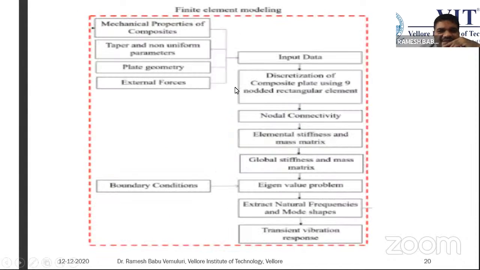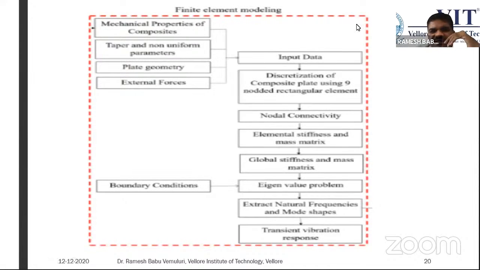So here, once this stiffness matrix is done, that gives the mechanical properties of the composite, whether it is tapered or has uniform parameters. I have taken those here, and external forces, if there are any. These things we have to give as input, because now we are going to make a finite element model.